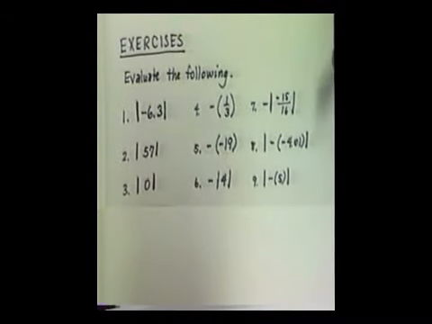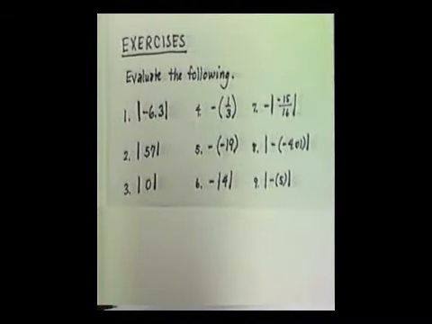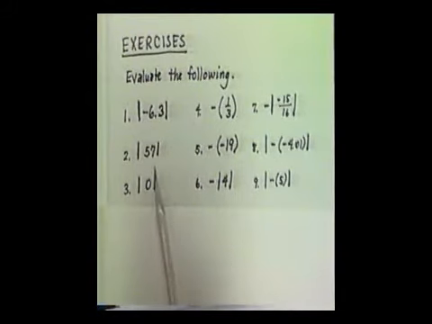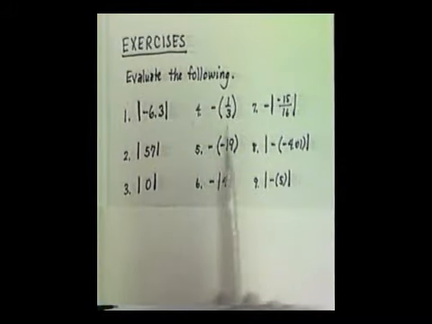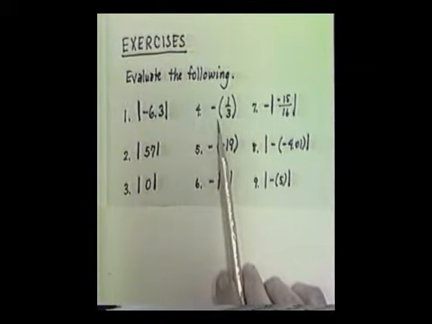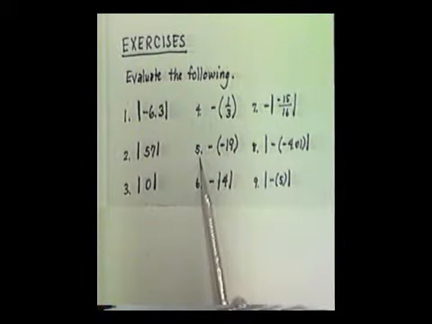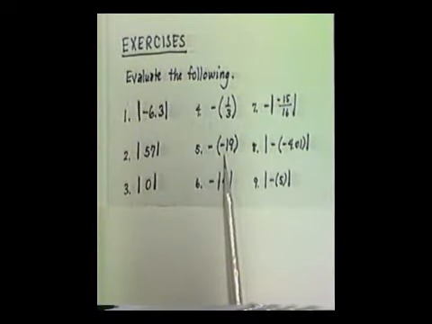This takes a lot of practice, and so I've given you quite a few exercises here, 9 exercises. Evaluate the following. Problem 1 is absolute value of -6 3/10. Problem 2, absolute value of 57. Problem 3, absolute value of 0. Problem 4, opposite of the number 1/3. Problem 5, opposite of the number -19.